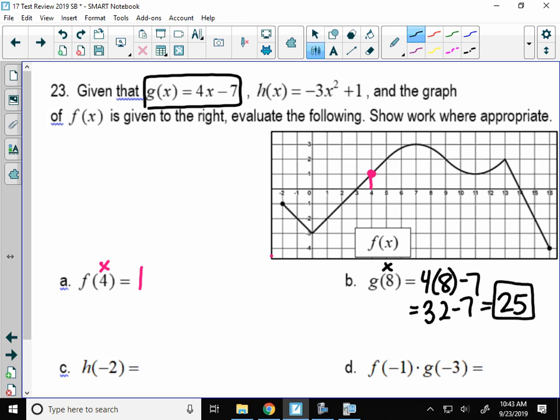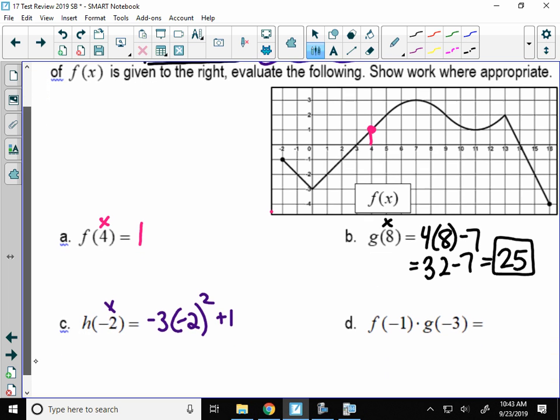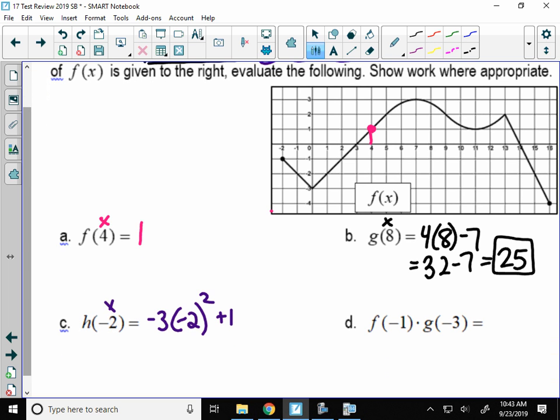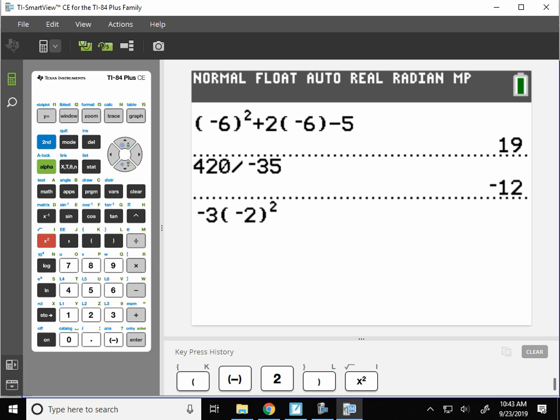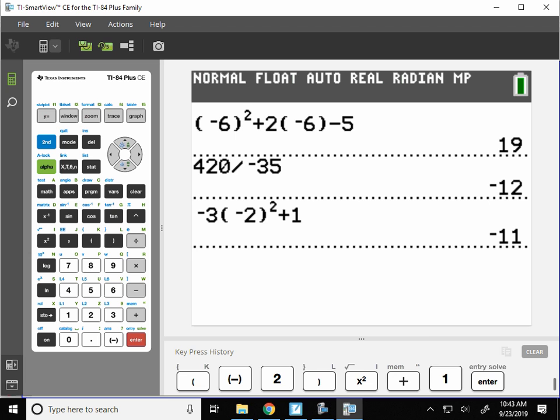All right, same thing, h of negative 2. Well, that negative 2 is in the parentheses. That's an x. I'm going to put it in for x in h up here. So I have negative 3 times negative 2 squared plus 1. Now make sure, we've talked about this in other videos, if I'm squaring a negative, you must put it in parentheses. And then what I'm going to do is just type that straight into my calculator. Don't even worry about trying to break the arithmetic down. Just type negative 3 times negative 2, the quantity squared, plus 1 into your calculator, hit enter, and it'll give you the output of negative 11.